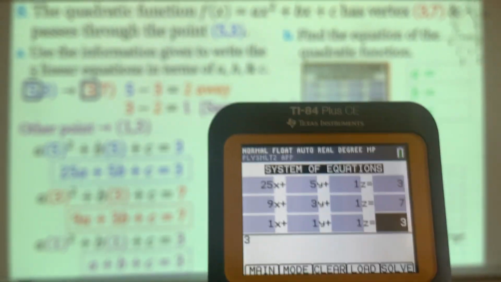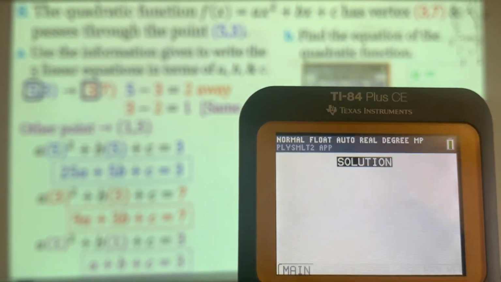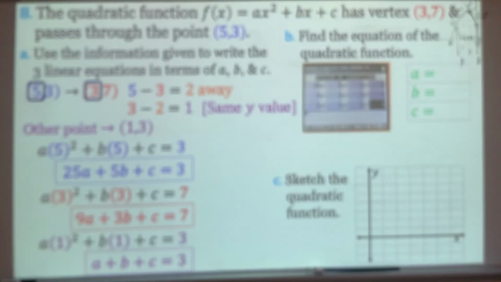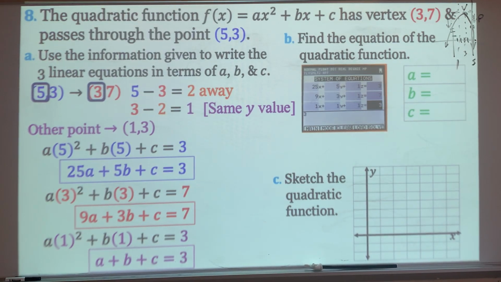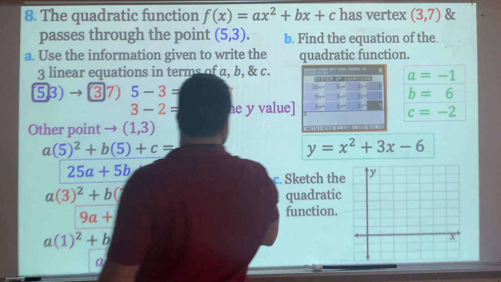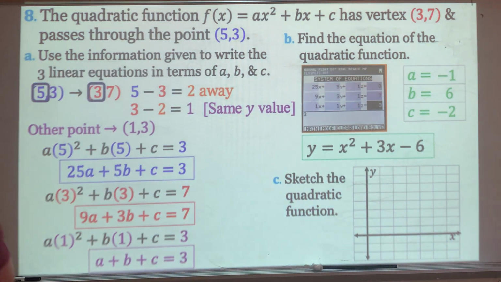I hit the solve button. Hopefully I get the right answer when I solve it. I've been doing so good. It says, what does it say? -1, 6, and -2. So let's check this out. Answers are indeed -1, 6, and -2. So our equation, y equals -x squared plus 6x minus 2.